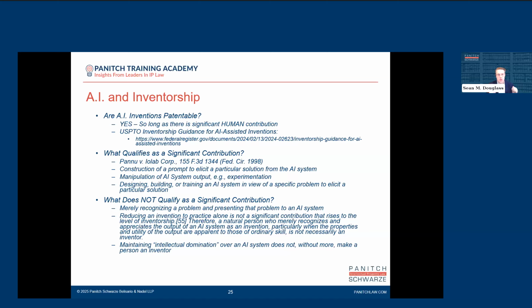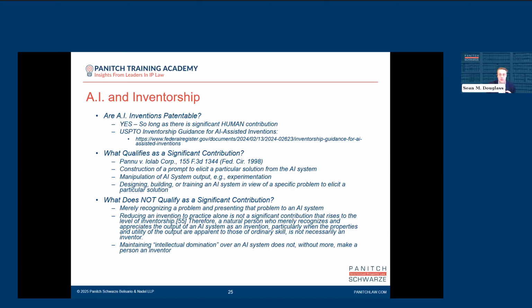a significant contribution. If you take that output and then you apply a process to it, if you're using that output in a further process beyond just the output or the outcome of your model, that may also bring you into the significant contribution. And then another way to get to the significant contribution is actually building the model yourself.